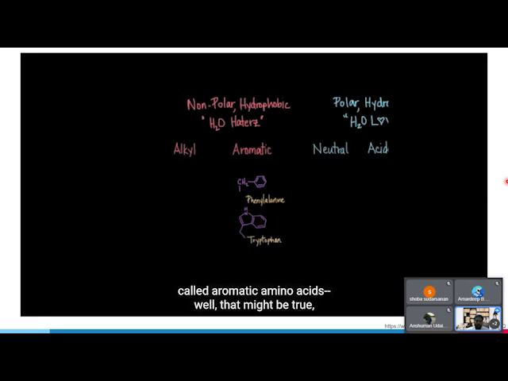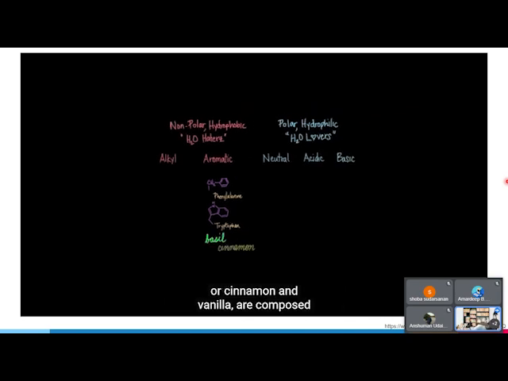Well, that might be true, but you should also be thinking the same thing that you think when you see amino acids with alkyl groups as their side chains. These amino acids that you see here are also nonpolar and hydrophobic. And that kind of makes sense because aromatic chains are also just made up of carbons and hydrogens. And you weren't wrong if you thought that aromatic compounds might smell really good, because many of our most aromatic herbs and spices that we're all familiar with, like basil or cinnamon and vanilla, are composed of the same sorts of ring structures that we see here.